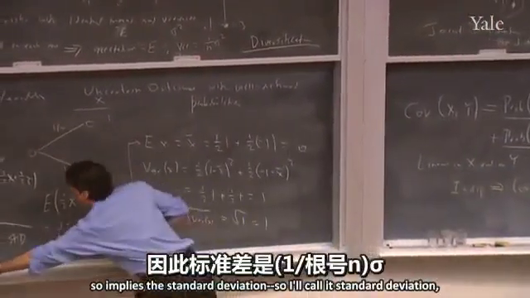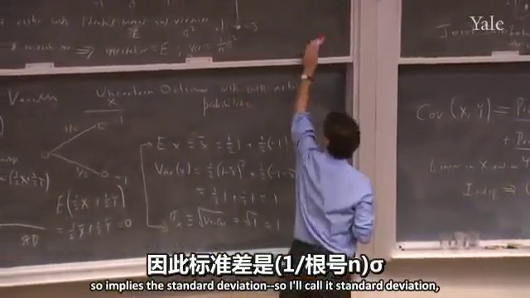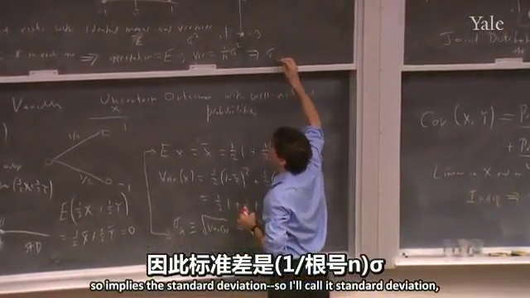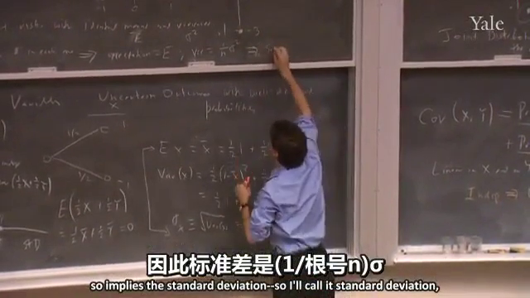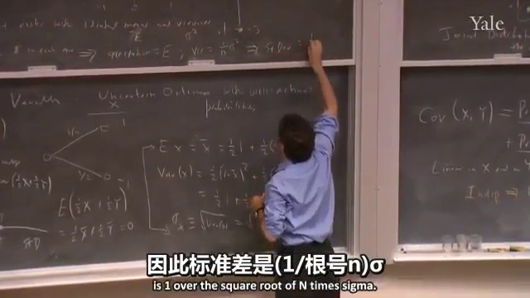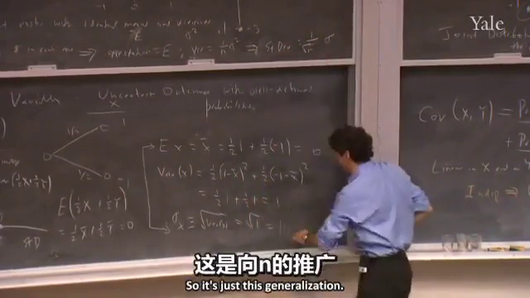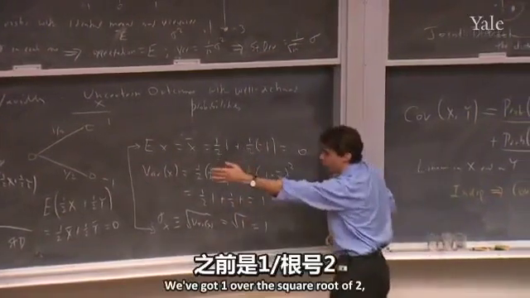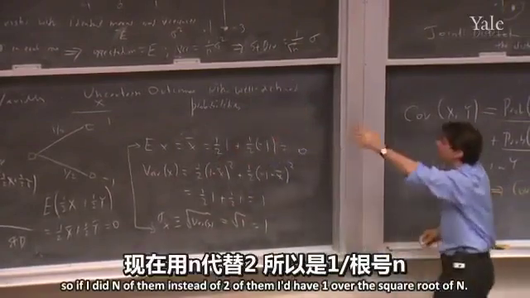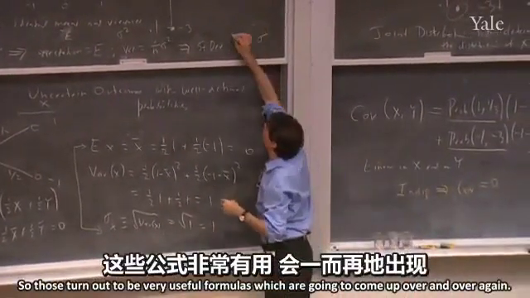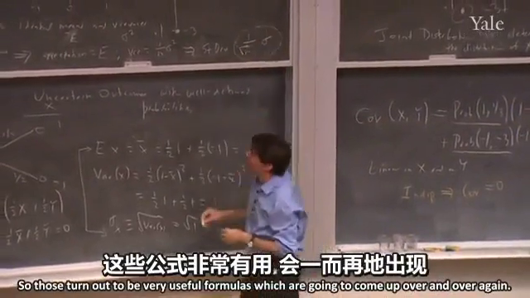So it implies the standard deviation is 1 over the square root of n times sigma. So it's just a generalization. We've got 1 over the square root of 2, so if I did n of them instead of 2 of them, I'd have 1 over the square root of n. Those turn out to be very useful formulas, which are going to come up over and over again.